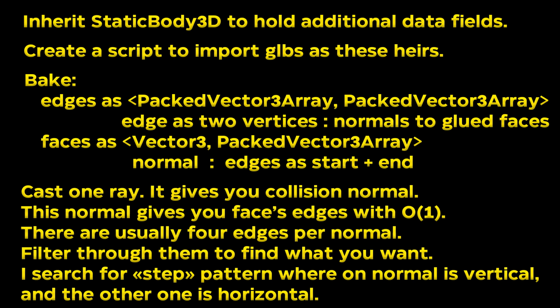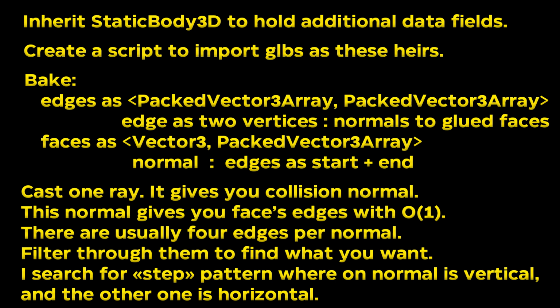Then we bake another hash map for faces. Its keys are Vector3s that store a face's normal, and its values are the edges of all faces with such a normal. Even indices are edge starts and odd indices are edge ends. Then at runtime we cast a ray in any direction, and if it hits a face of this object's collision mesh, we take the collision normal and use it as a key in the faces hash map to get the list of edges that this face can possibly have, with O(1) speed.